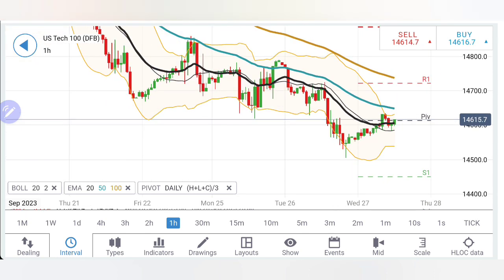Now, what to expect with the US session? Can we expect this upward move to continue towards 14,700 and plus levels, or is it going to stay bearish and drop from here? Which position should you take? We will see with the help of charts and indicators.